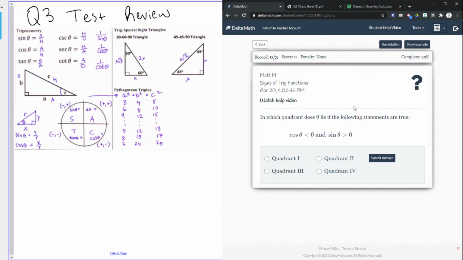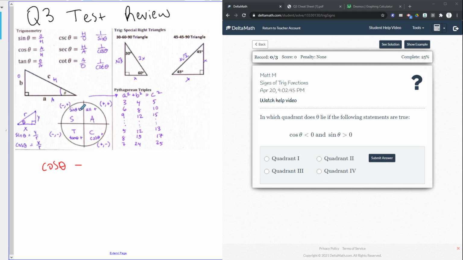So it looks like we're doing quadrants. In what quadrant does theta lie if the following statements are true? Cosine is less than 0, so that means that cosine is negative. And sine is greater than 0, so sine is positive. So we're looking for where cosine of theta is negative.